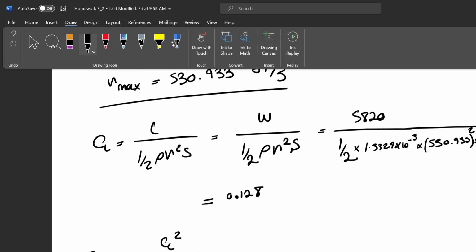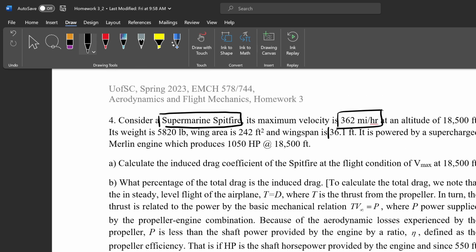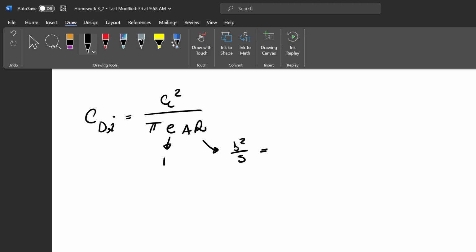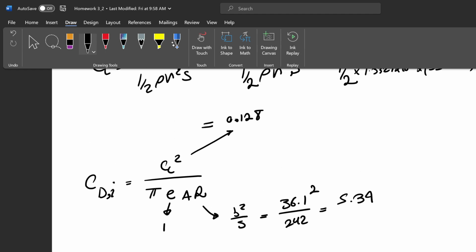And what is b squared? For b, we have 36.1 feet. You plug in the number here, squared, divided by 242, which means that your aspect ratio is going to be equal to 5.39. And we have found the lift coefficient before. So your induced drag coefficient is going to be equal to 9.67 times 10 to the negative 4. This is a very, very small induced drag.